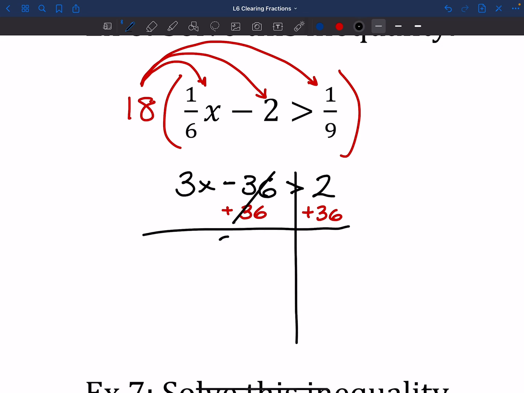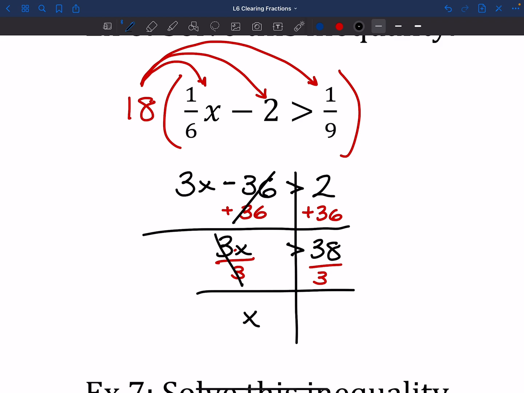So those 36's are gone. We're left with just 3x. 2 plus 36 gives us 38. And then our last step is to get rid of that 3 in front of the x, right? So x is 3 times x. Let's divide by 3 on each side.